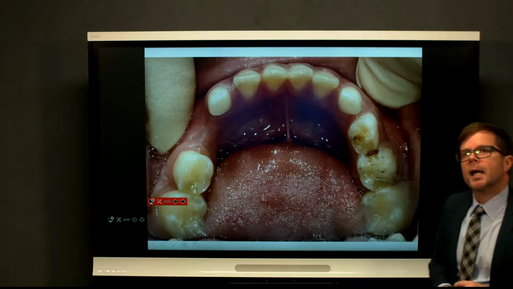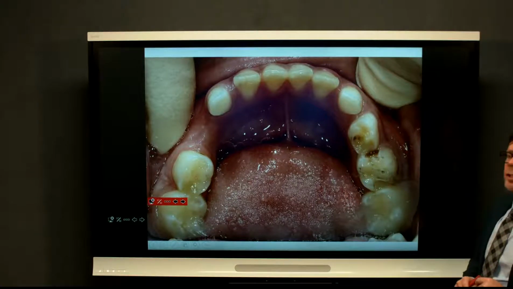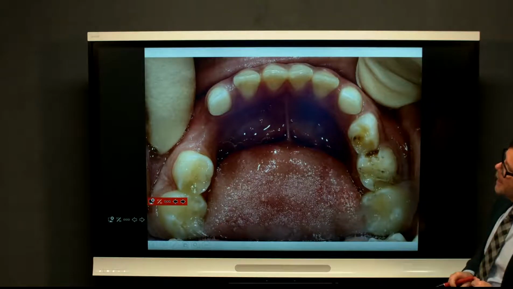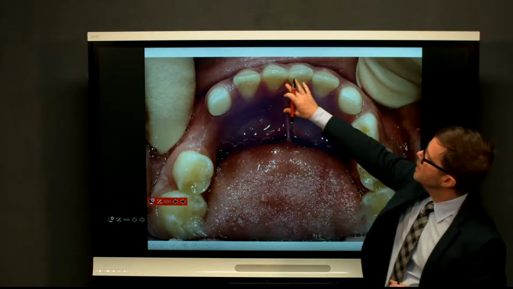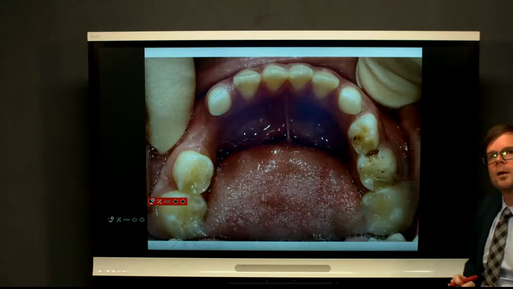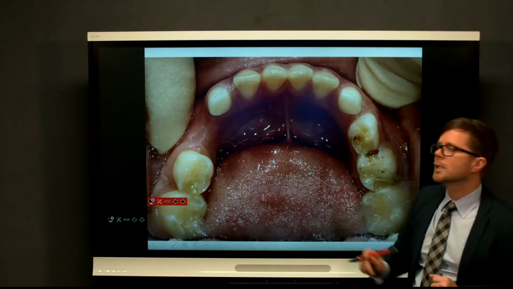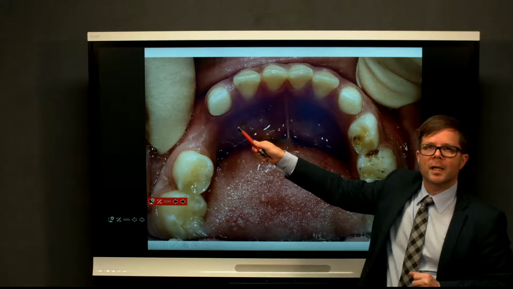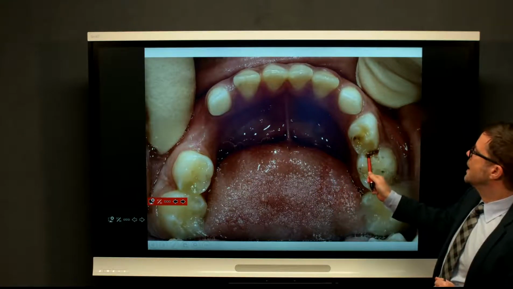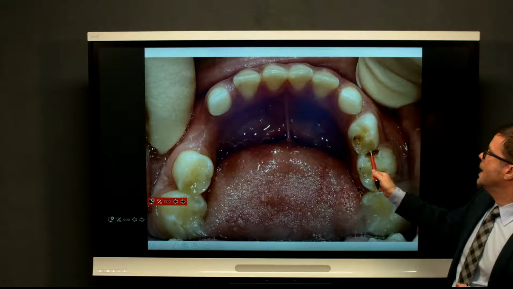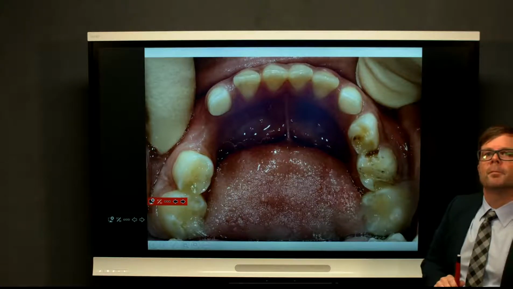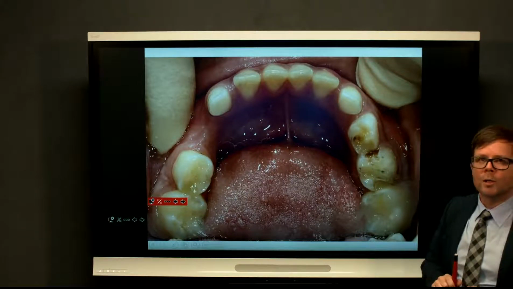Here we can see this is a child patient of mine, and you can see that they have 6-year-old molars, but they still have the deciduous anterior lower teeth, so they're probably about 6 years old. This child's lost a tooth due to caries, and you can see cavitations occurring here both on the occlusal surface and interdentally between the two primary molars.